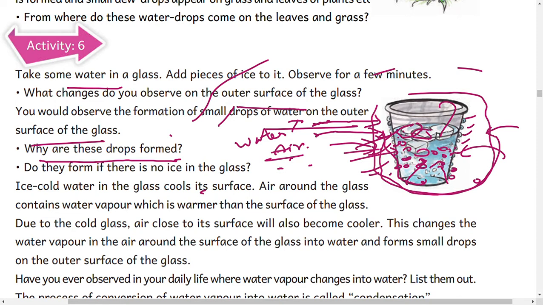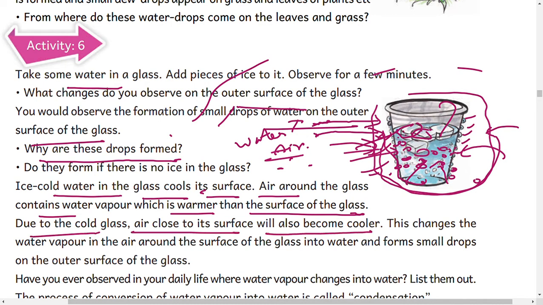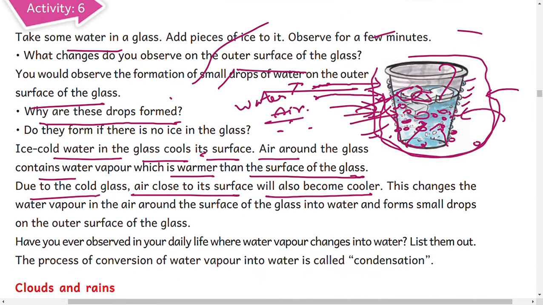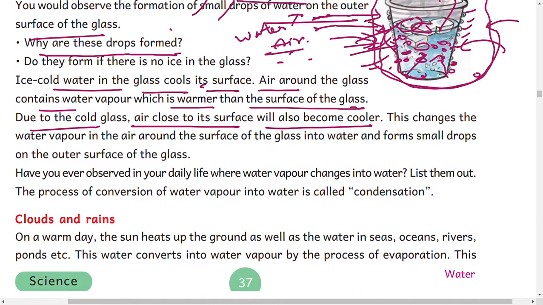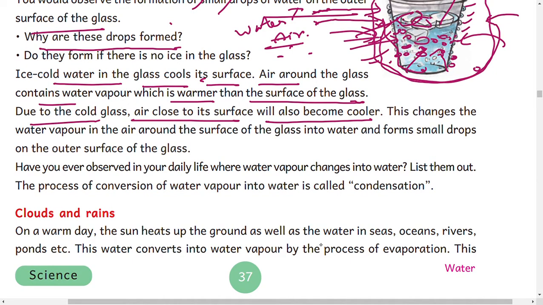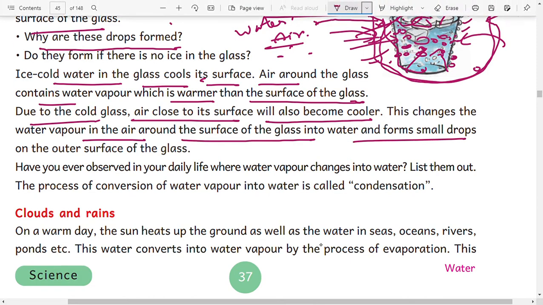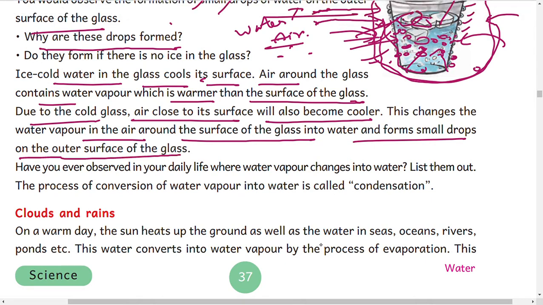Ice cold water in the glass cools its surface. The air around the glass contains water vapor which is warmer than the surface of the glass. Due to the cold glass, the air close to its surface will also become cooler. If we hold the glass in our hand, even our hand gets cold. So this changes the water vapor in the air around the surface of the glass into water and forms small drops of water on the surface of the glass.